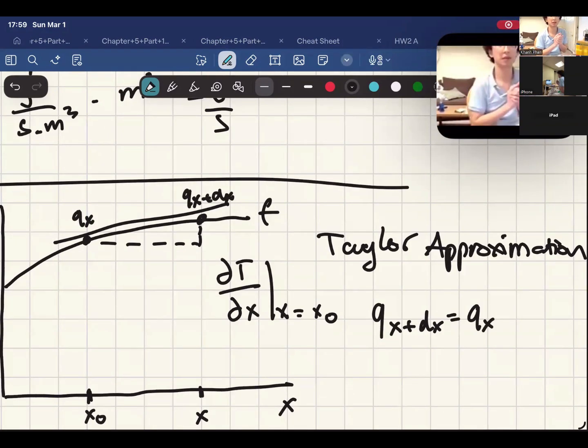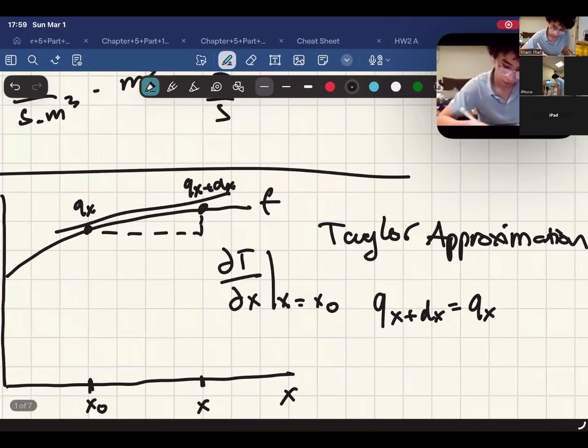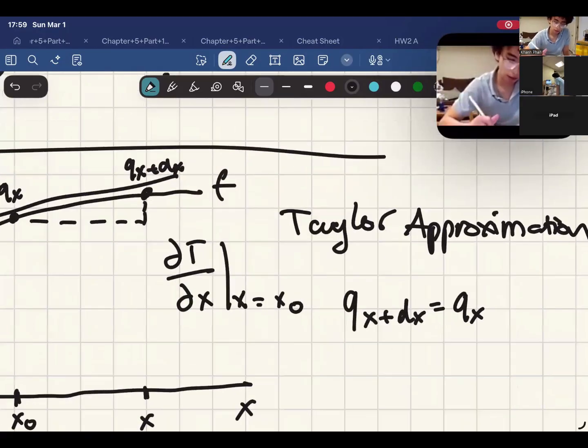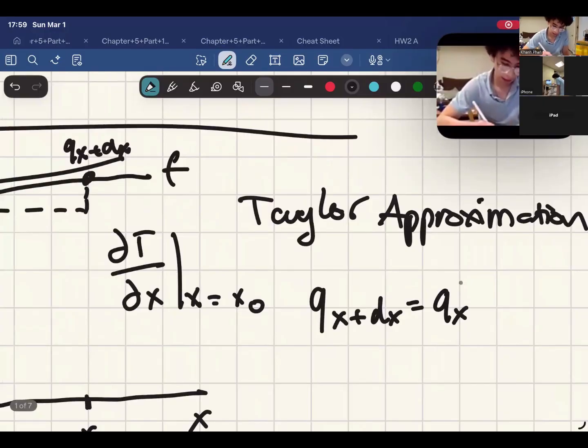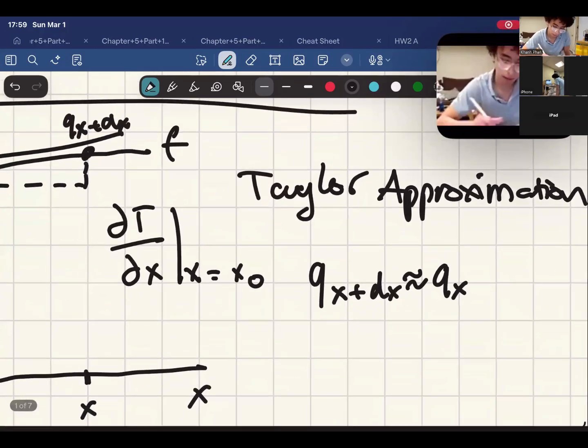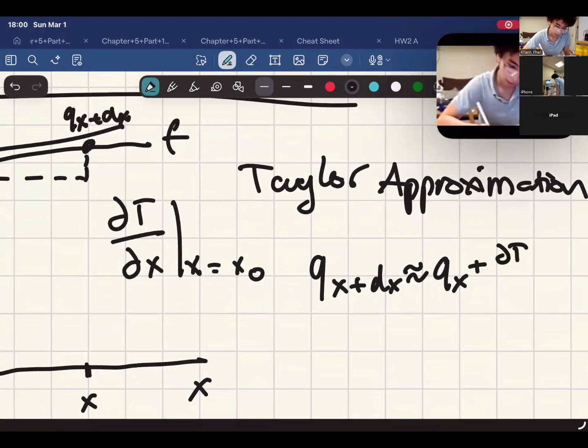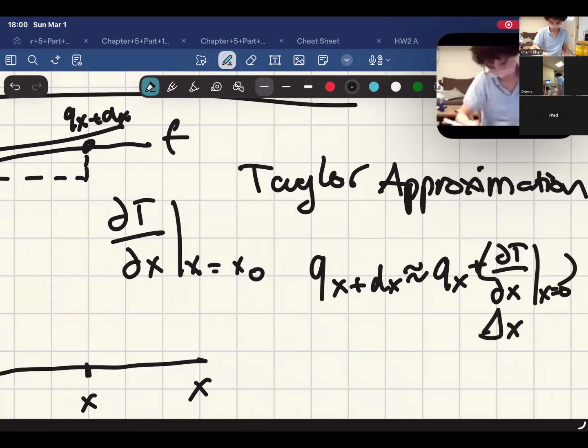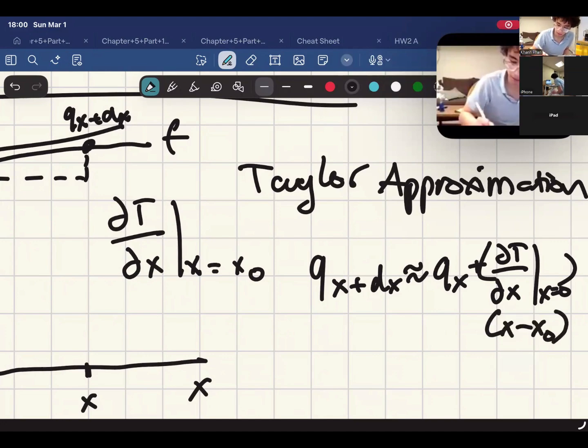We're desiring to determine the total heat flux. So we would need to find heat qx and qx plus dx. Using Taylor's approximation, qx plus dx is, I wouldn't write the equal sign, approximately equal to qx plus the temperature gradient dT over dx, where x equals 0, times the distance, like x minus x naught, or just delta x or dx. But we're gonna go with dx, okay?